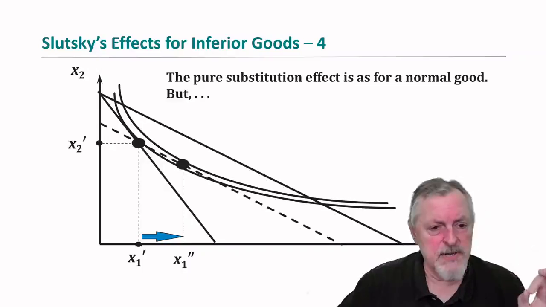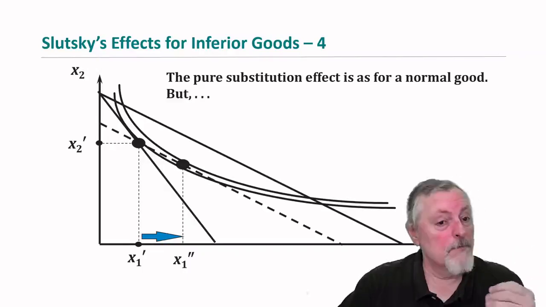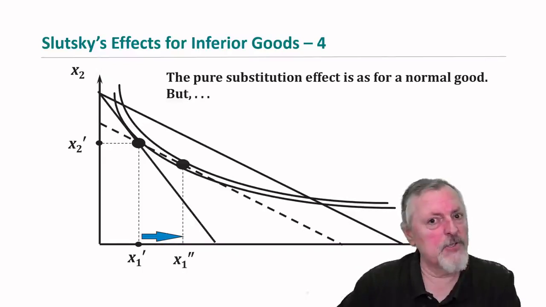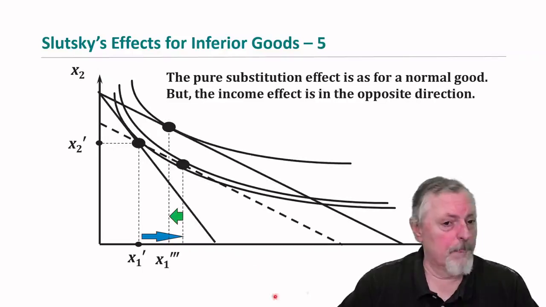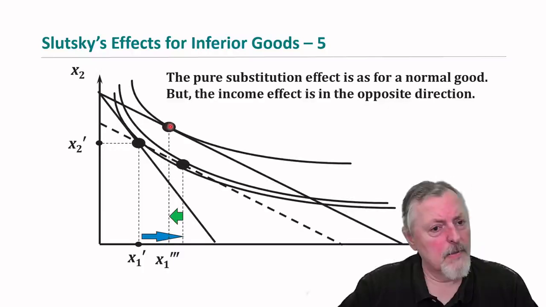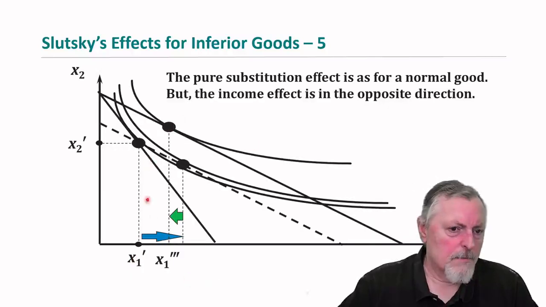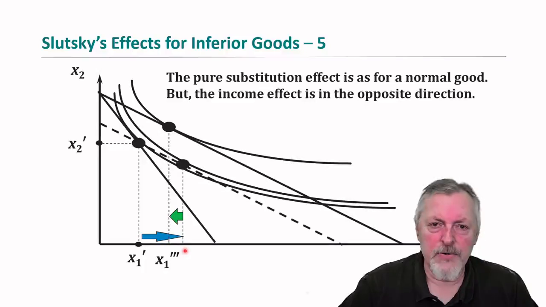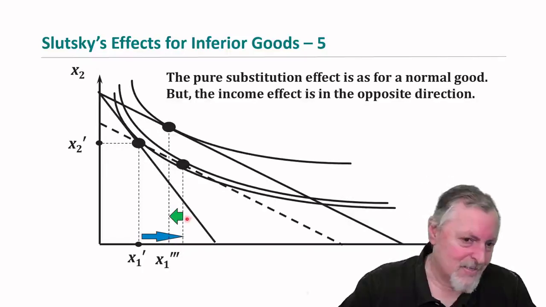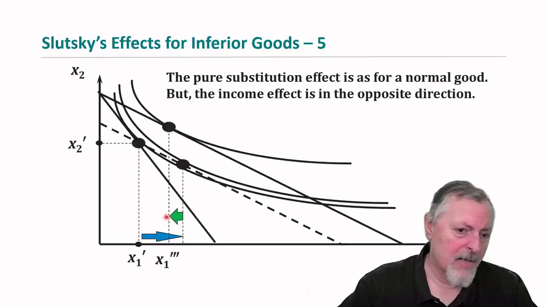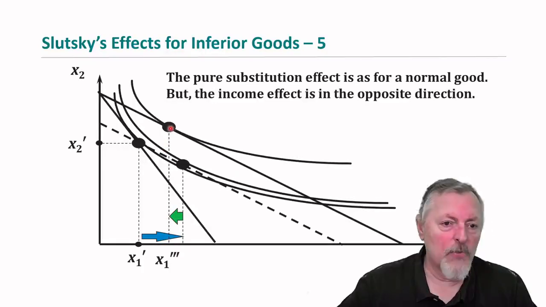So since this is an inferior good, the income effect, being functionally richer, should make you buy less of it. Well, let's say the total effect is here. So the substitution effect says thing one is cheaper, buy more of it, but it's an inferior good. So you're richer, buy less of it. It takes the amount of thing one you're buying back down. So this is the net effect.